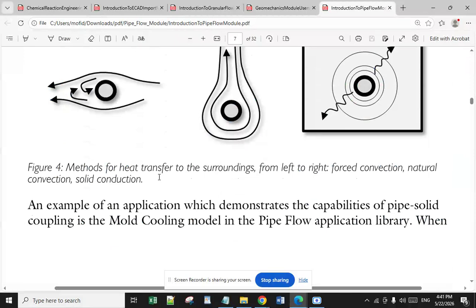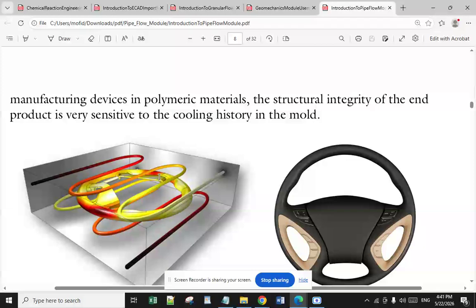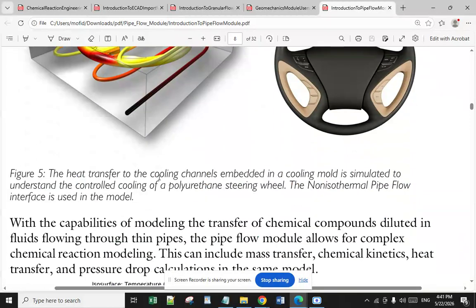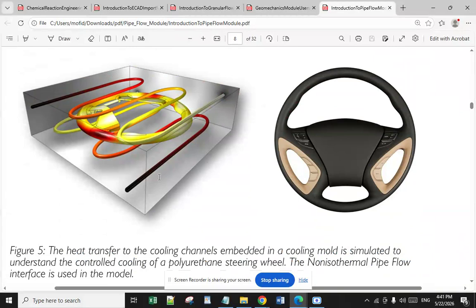An example of an application which demonstrates the capabilities of pipe-solid coupling is a mold cooling model in the Pipe Flow Application Library. When manufacturing devices in polymeric materials, the structural integrity of the end products is very sensitive to the cooling history in the mold. Figure 5 shows the heat transfer to the cooling channels embedded in a cooling mold, simulated to understand the controlled cooling of a polymer steering wheel. A Non-Isothermal Pipe Flow interface is used in the model.